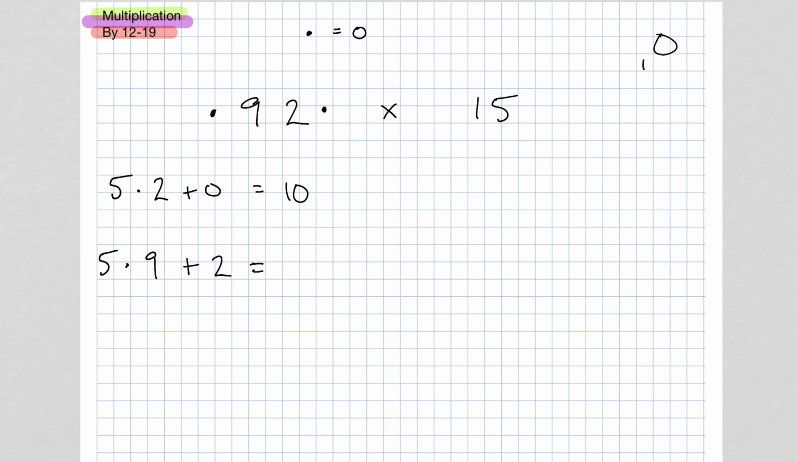Okay, 5 times 9 gives us 45. 45 and 2 equals 47. So bringing that up here to our answer, we write a big 7, carry a 4.